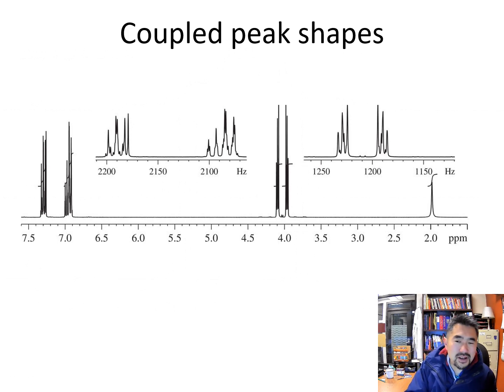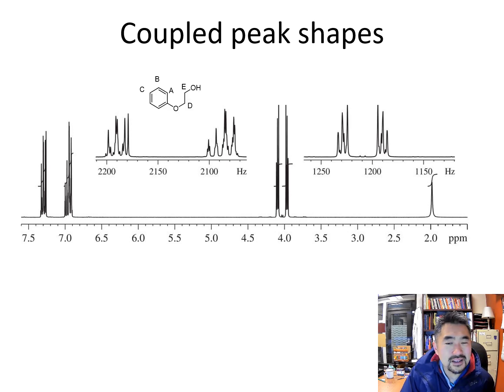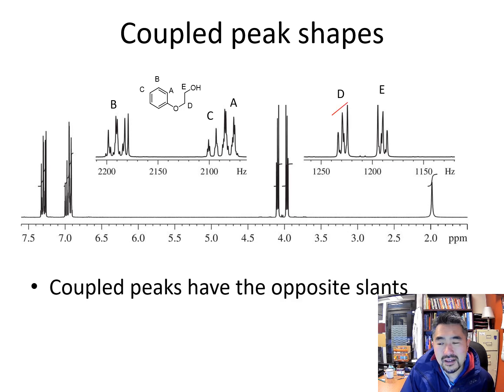One sort of trick that you might not have learned back in OChem is that coupled peaks typically share, if these are the assignments, opposite slants. Like D and E should be coupled to each other, these two triplets, and so they're indeed slanted opposite. That's sometimes useful.